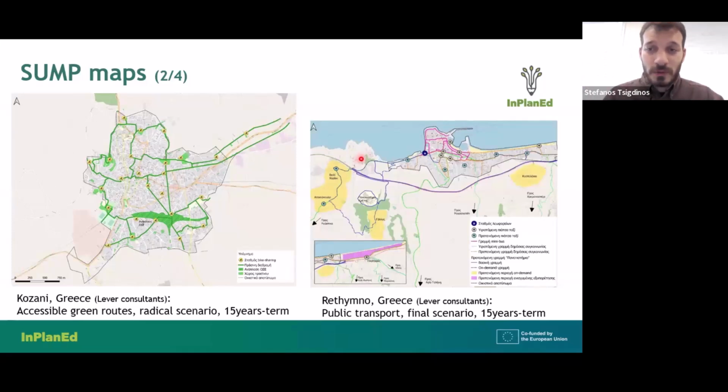But we are not only limited to walking routes or cycling. We are here to promote public transport as well, and on-demand public transport, because on-demand public transport is really the most suitable solution for areas like Rethymno, which is a city, and the municipality is a wider area with rural areas inside. So we have the public transport lines inside the city. We have the stops here.